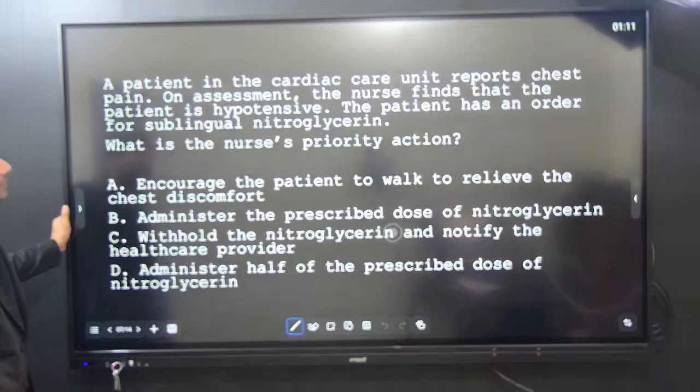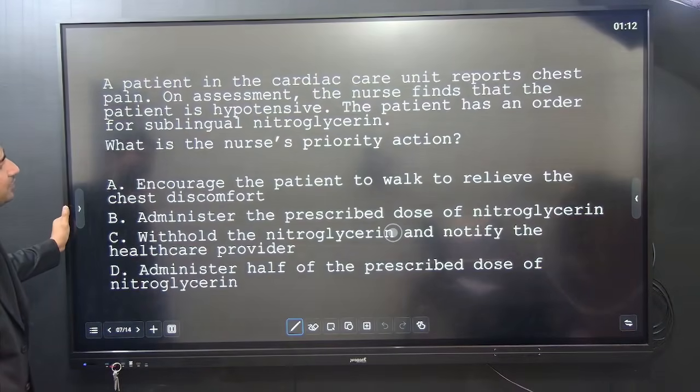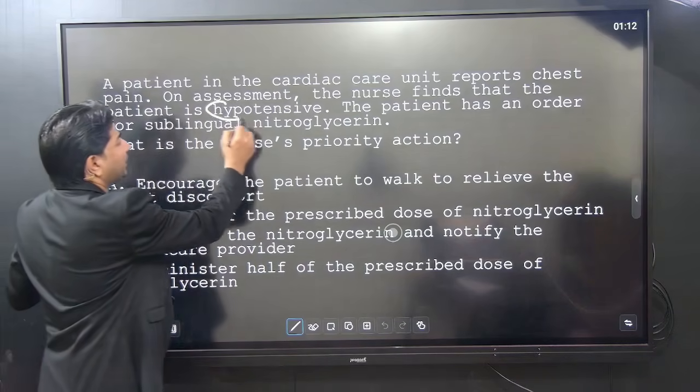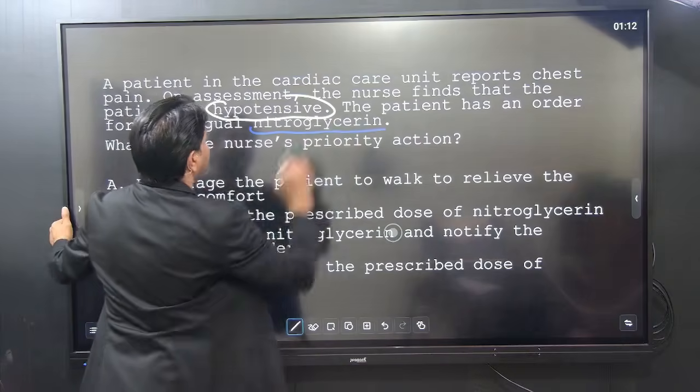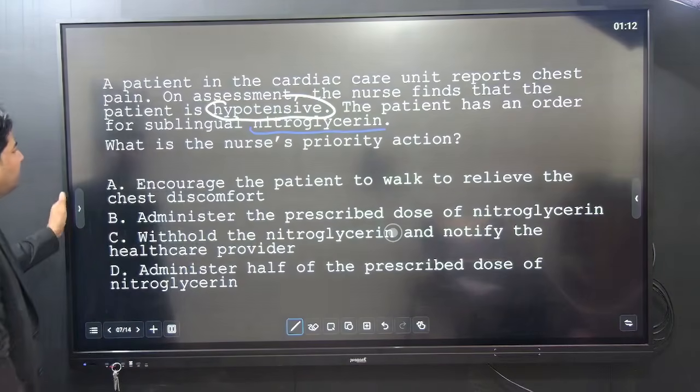On assessment, the nurse finds that the patient is hypotensive. The patient has an order for sublingual nitroglycerin. This means the patient has hypotension and sublingual nitroglycerin has been ordered for them. What is the nurse's priority action? So what will the nurse do?